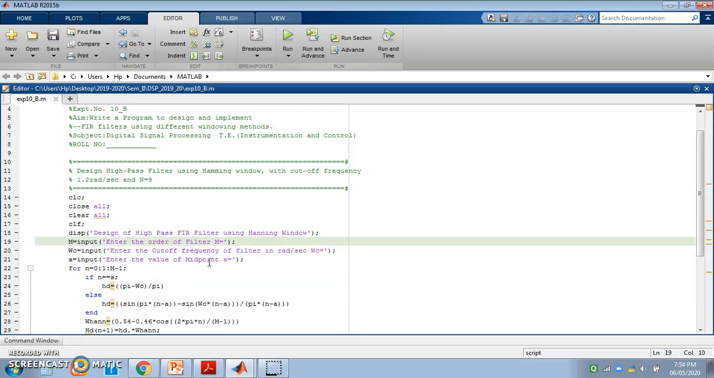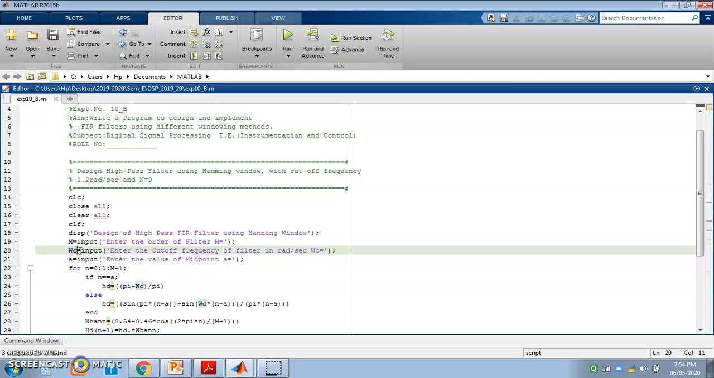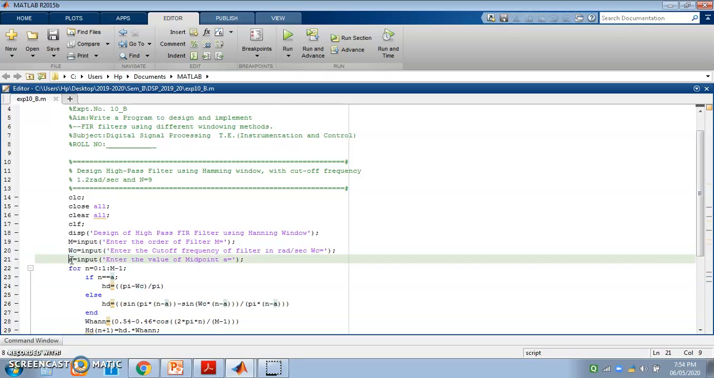So here, as per the problem statement or from the definition, we have to enter the order of filter, that is capital N. I am going to express the variable as capital M for capital N. So this is equal to, by using input command, enter the order of filter, then we enter the cutoff frequency of the filter given in the problem statement, and enter the value of alpha, that is e is equal to input, enter the value of midpoint or the center point, that is alpha. So small e is the variable for alpha.